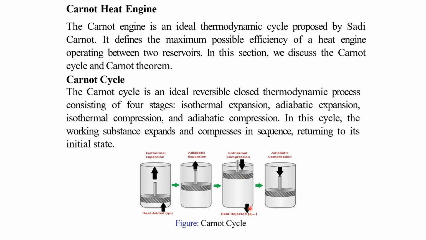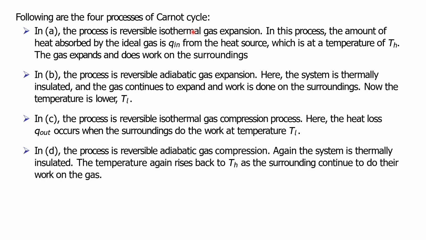This is the cycle. Following the 4 processes of the Carnot cycle, in A in this figure, the process is reversible isothermal gas expansion. In this process, the amount of heat absorbed by the ideal gas is Qin from the heat source, which is at temperature Th. The gas expands and does work on the surroundings.